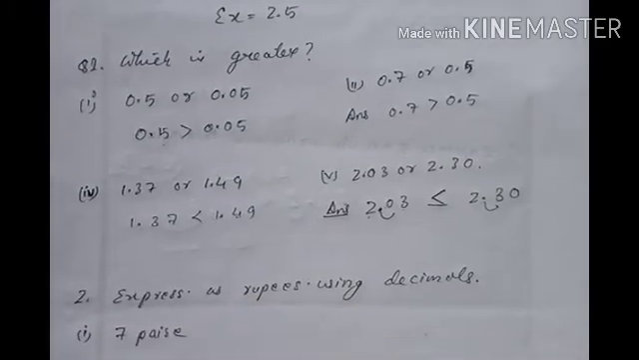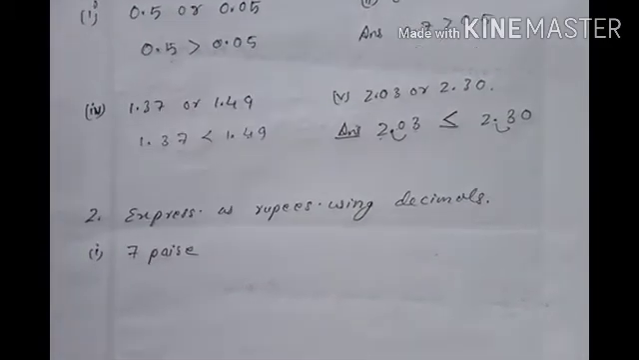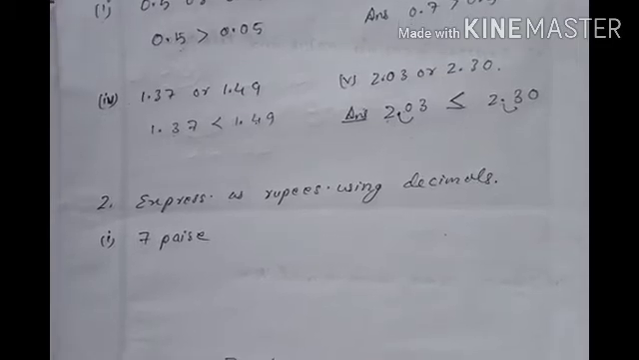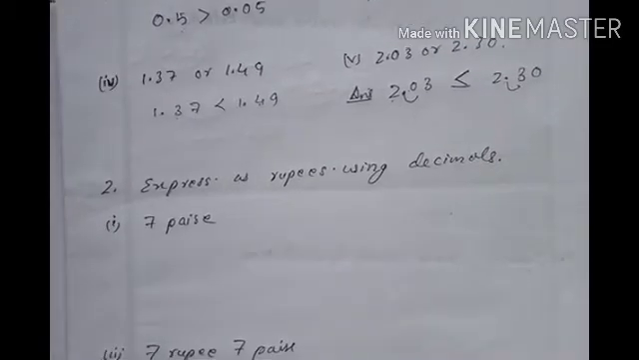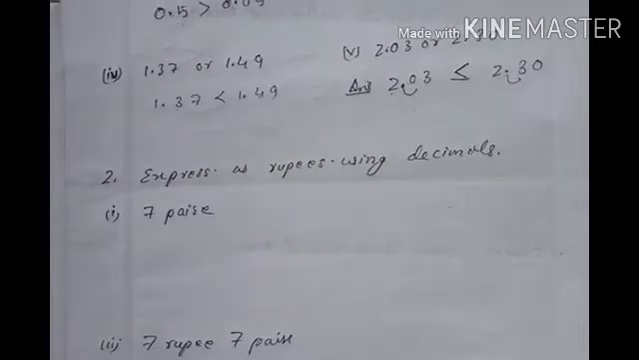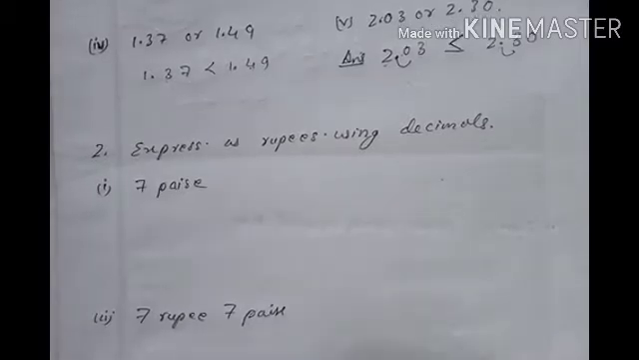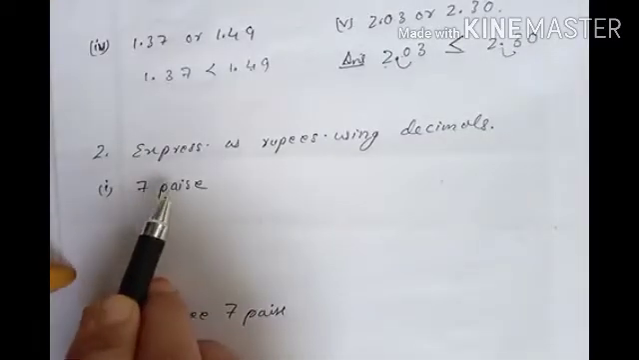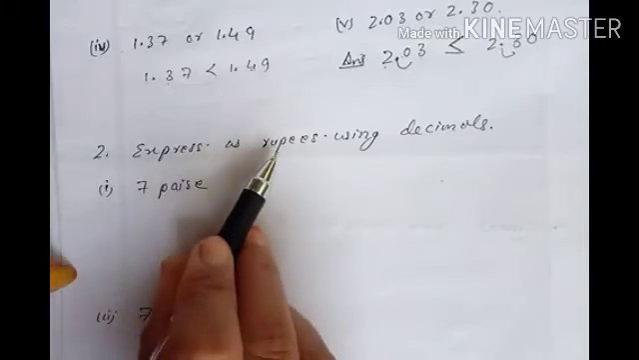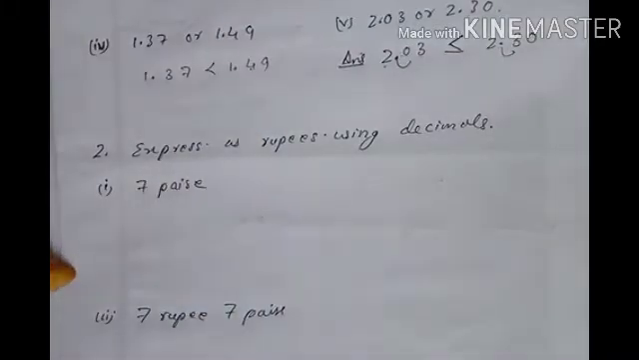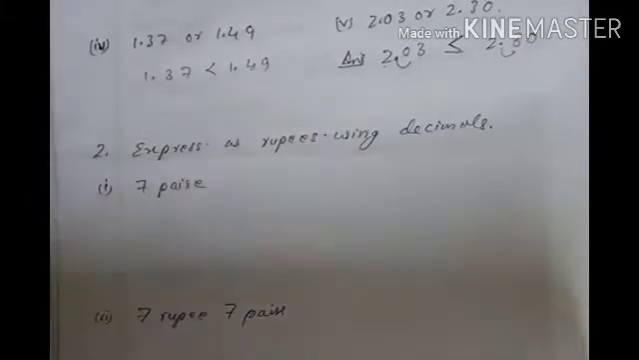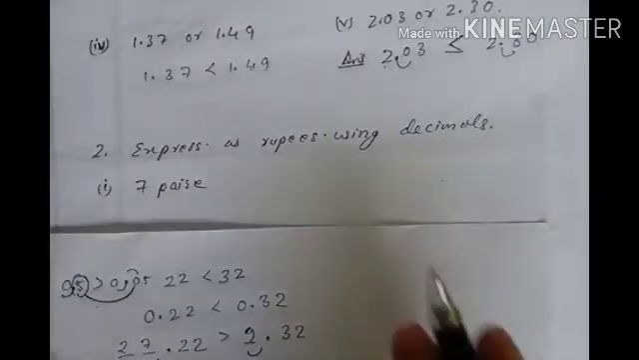Now come to the next question. What is given in the next question? Express as rupees. We have to express as rupees using decimals, and we have to write the answer in decimal. Decimal means what? Point, isn't it? Now what is given? Paisa is given. 7 paisa. You have to convert 7 paisa into rupees. So we know their relation, isn't it? What is their relation?